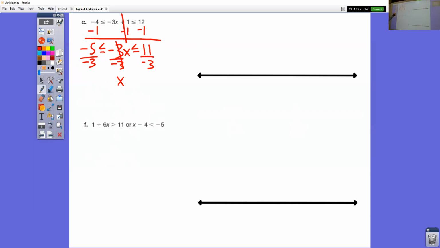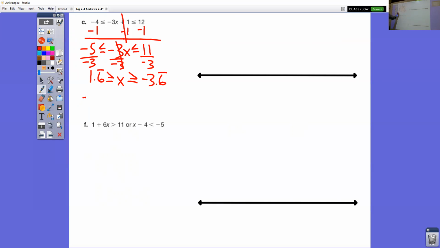Now we are dividing by negatives, so we need to flip the signs. -5 divided by -3 is positive 1.6 repeating. -11 divided by -3 is 3.6 repeating, so it becomes -3.6 repeating. Now, when you take a look at that, that's written backwards, just like the previous example.